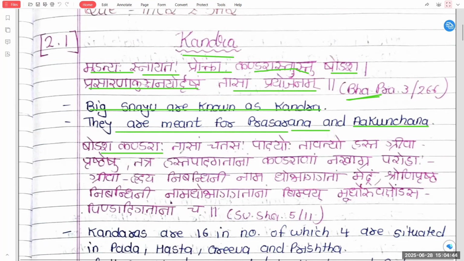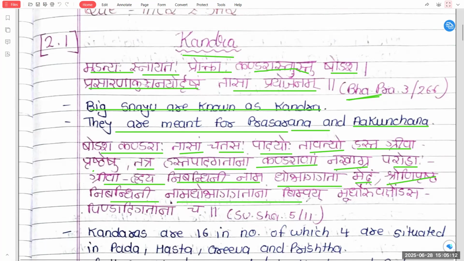षोडश कण्डराः नासां च एतसः पादयोः तावन्त्यो हस्तग्रीवाः पृष्ठेषु तत्र हस्तपादगतानां कण्डराणां नख अग्र परोहः ग्रीवा हृदय निबन्धइनि नाम अधोभागगतां मेढ्रं श्रोणिपृष्ठ निबद्धानि नाम अधोभागगतानां बिम्बय मूर्ध उरु वक्षो अस पिंड आदिगतानां च.